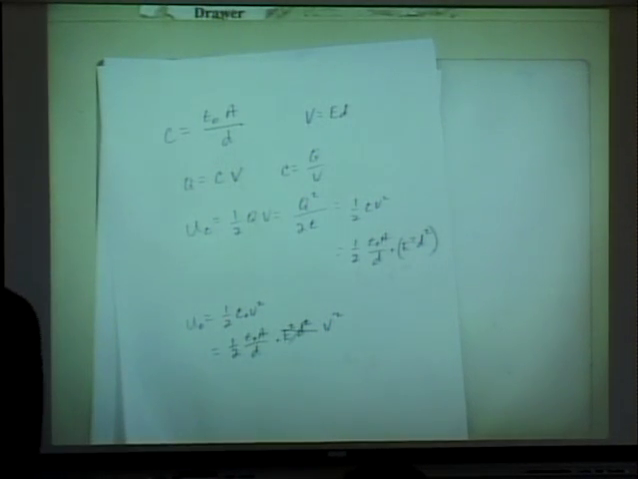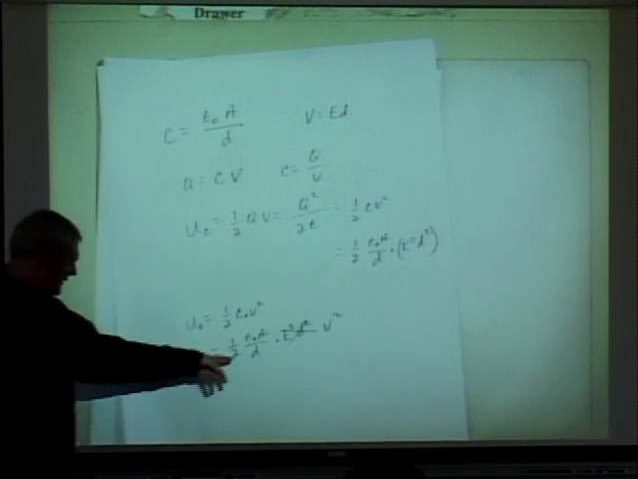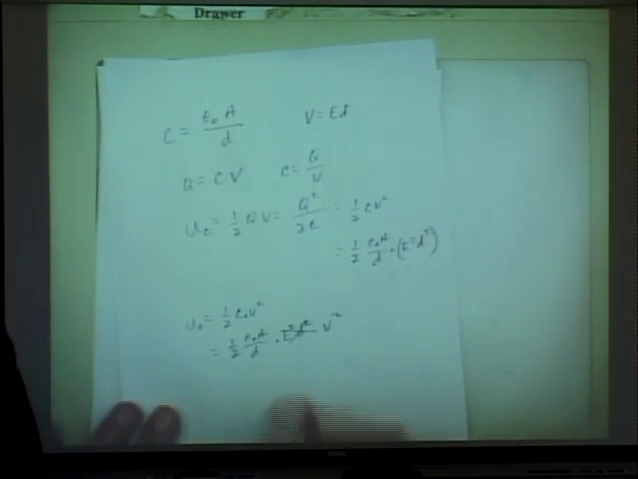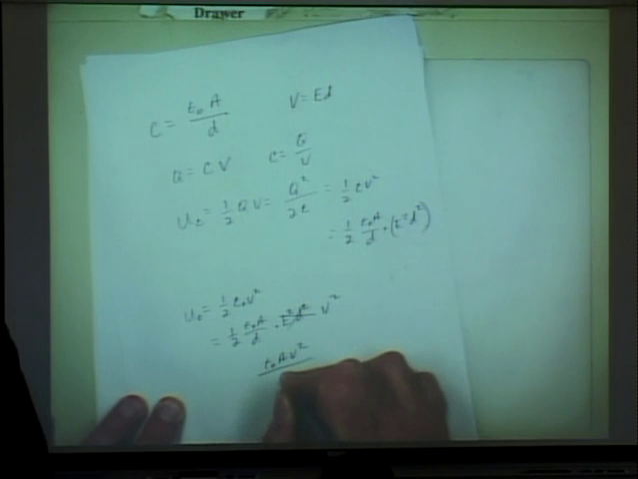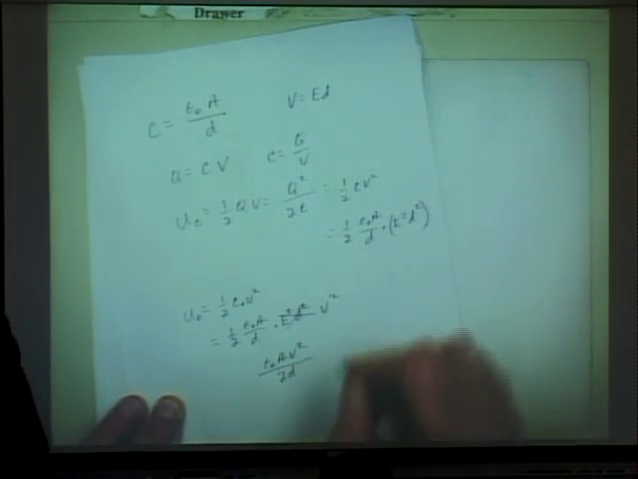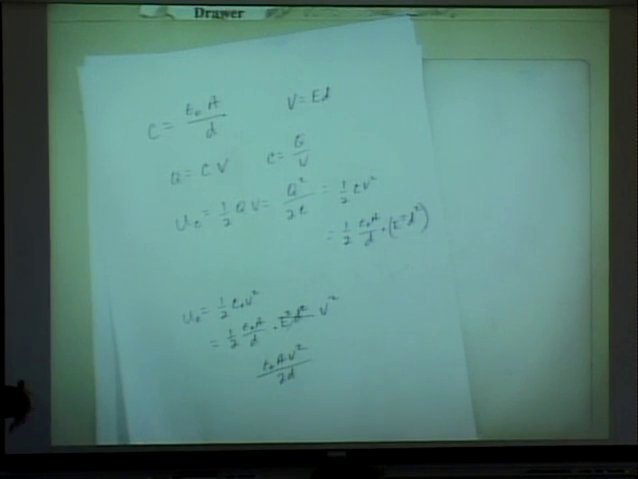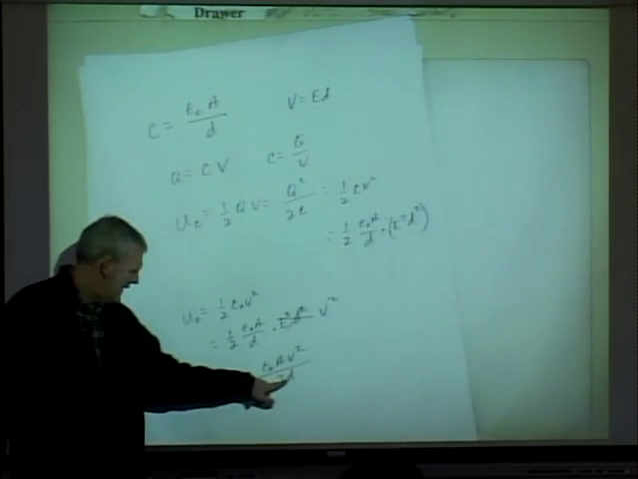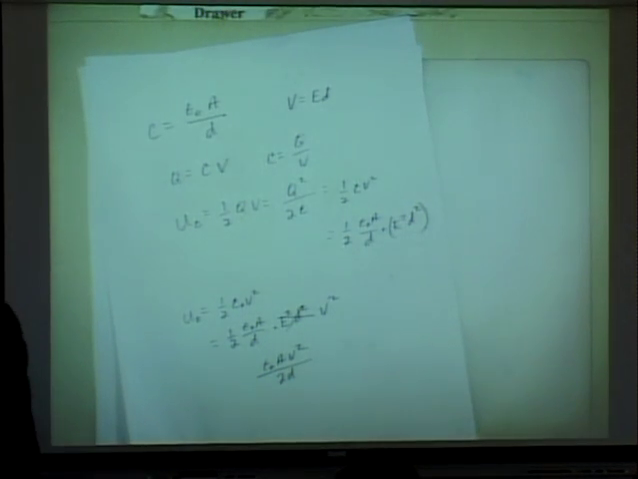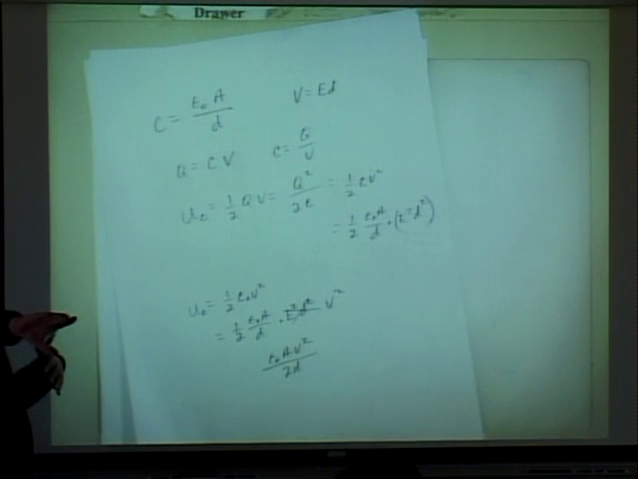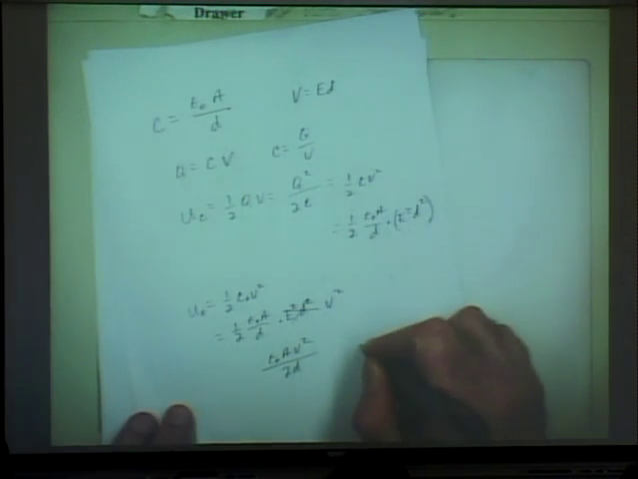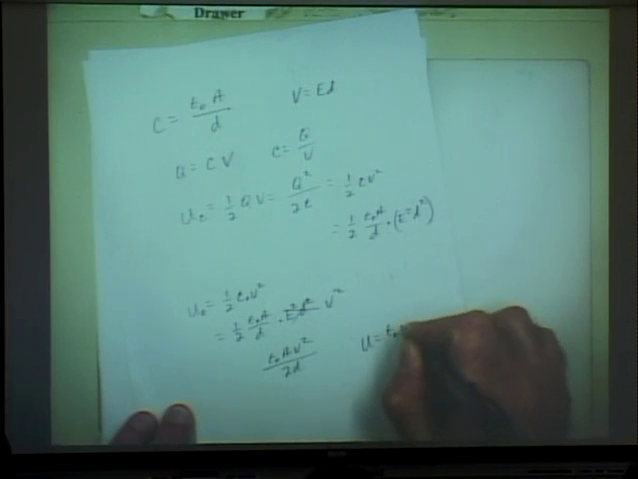All right, so now what was I supposed to do? What did the problem say? We're going to double this distance, right? So here's my original one, it's epsilon naught A V squared over 2D. Now, I'm going to double my distance. So now, what do I have down here? I got 4D now, right? Yeah, I better do it slowly, though, because I'll screw it up. All right, so the new U is equal to epsilon naught A V squared over 4D.